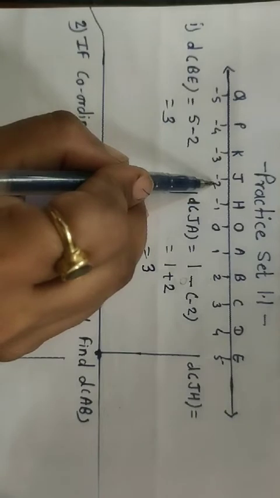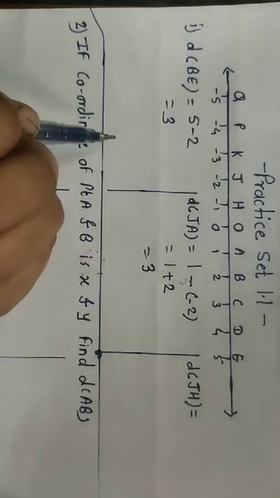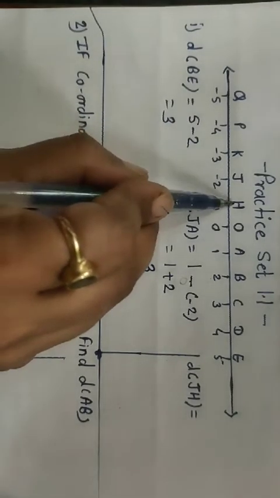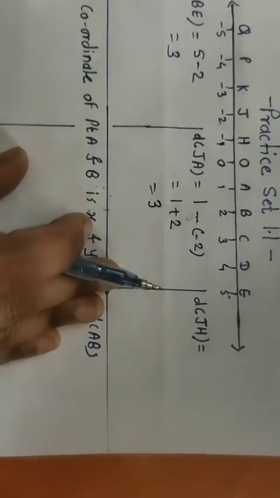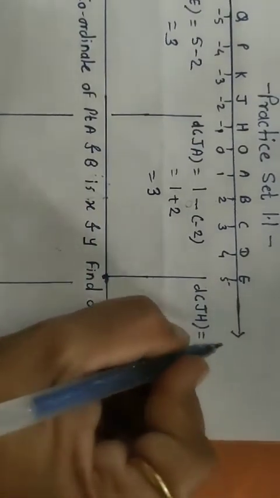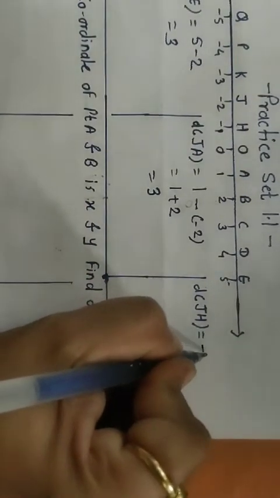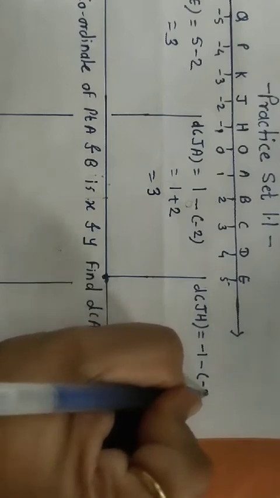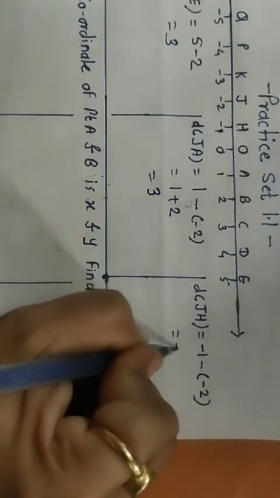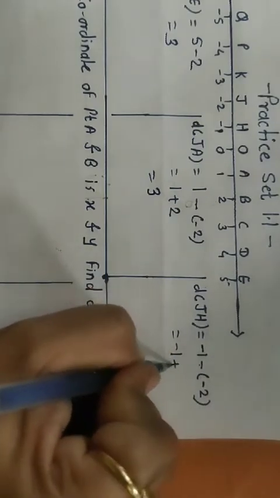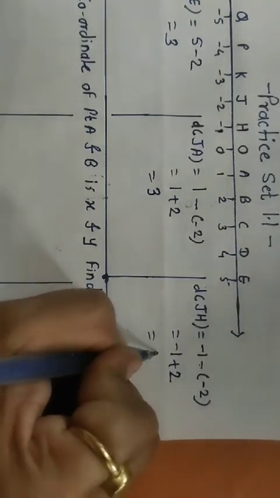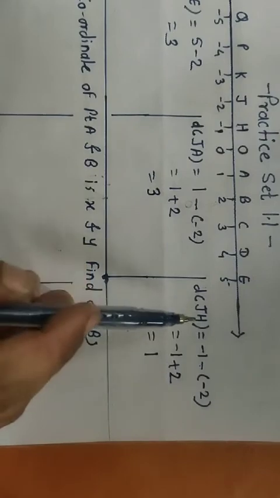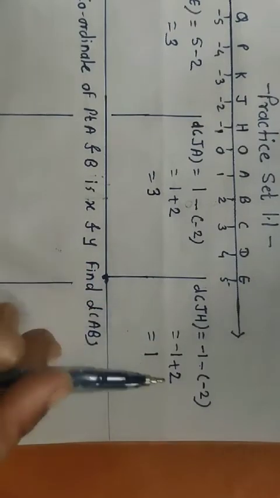Again, minus 2 is the coordinate of point J and minus 1 is the coordinate of point H. Minus 1 is greater than minus 2. Therefore, distance JH is equal to minus 1 minus (minus 2), which is equal to minus 1 plus 2, which is equal to 1. So distance JH is equal to 1.